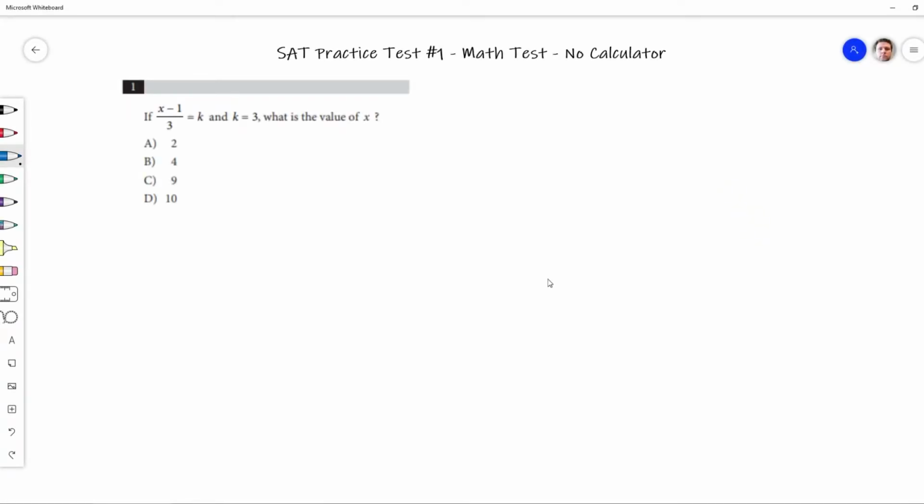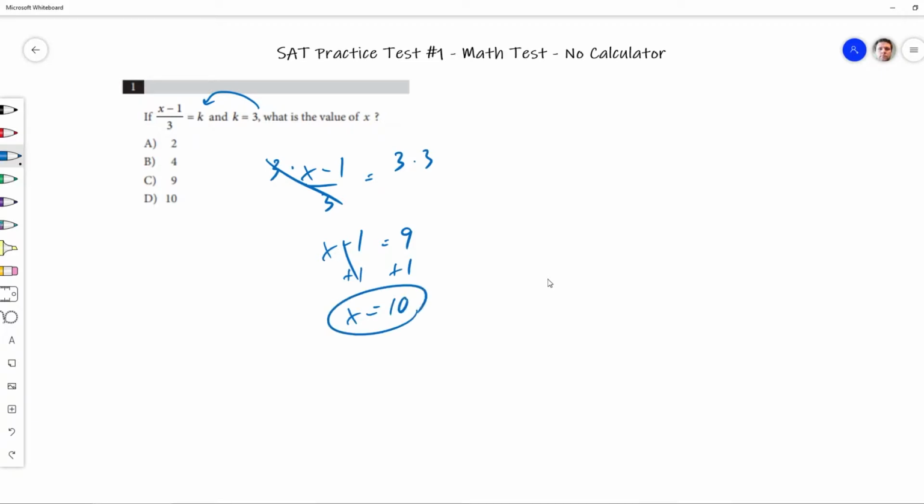Okay guys, here we go with SAT practice test number 1, the no calc math. We're on the first one. First one's always an easy, so make sure not to overthink it. First thing you can do is just plug in that 3 for k right here. Multiply both sides by 3. X minus 1 is 9. Add the 1 over. And x is 10.